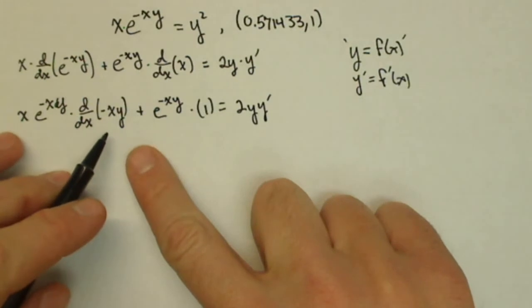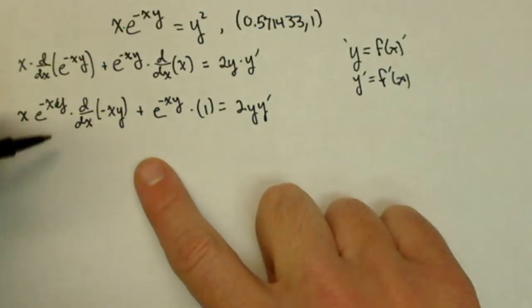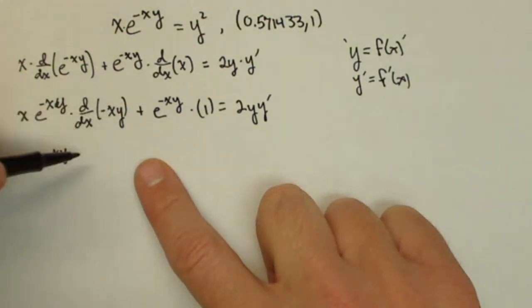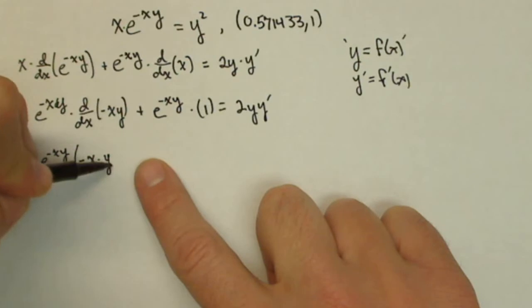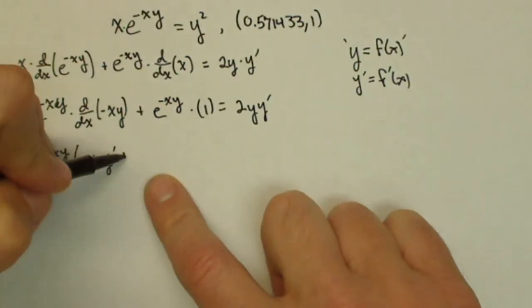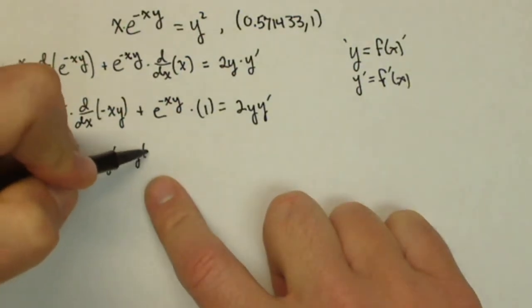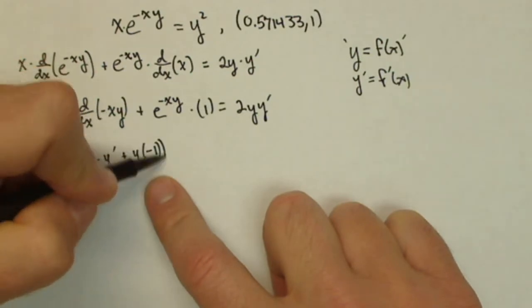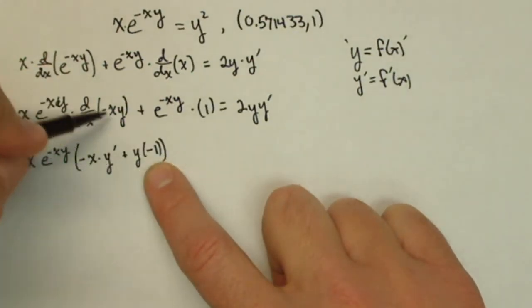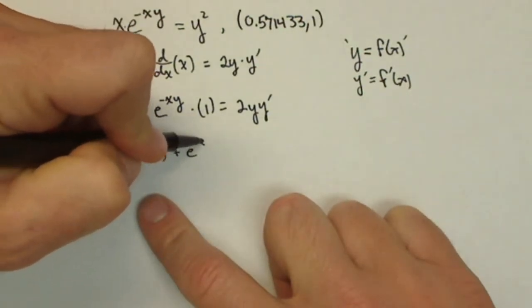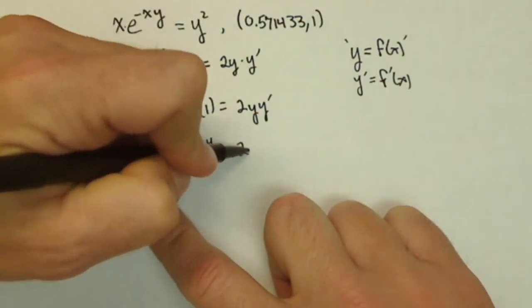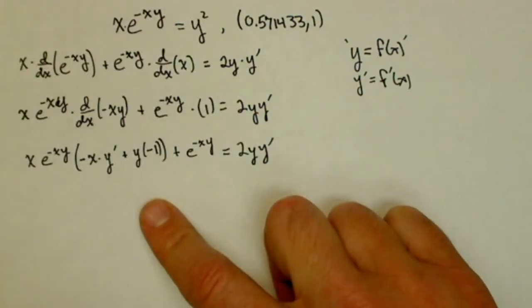We have one more derivative to take before we start trying to solve for y prime. So we have x e to the negative xy, and now we're going to take the derivative of this with a product rule. So negative x times the derivative of y, which is y prime, plus y times the derivative of negative x, which is negative 1. So this product rule corresponds to this right here. Everything else we had done. e to the minus xy times 1 is just e to the minus xy, 2y y prime.